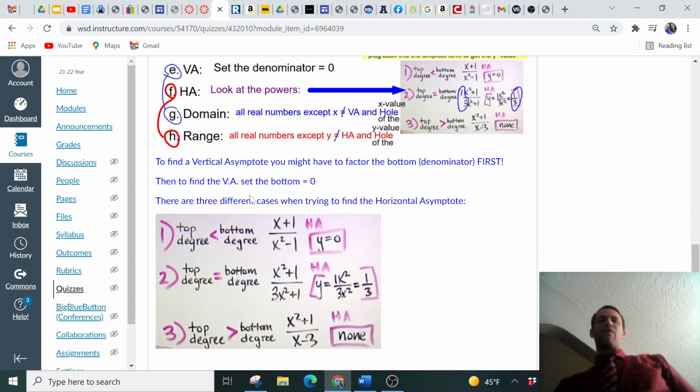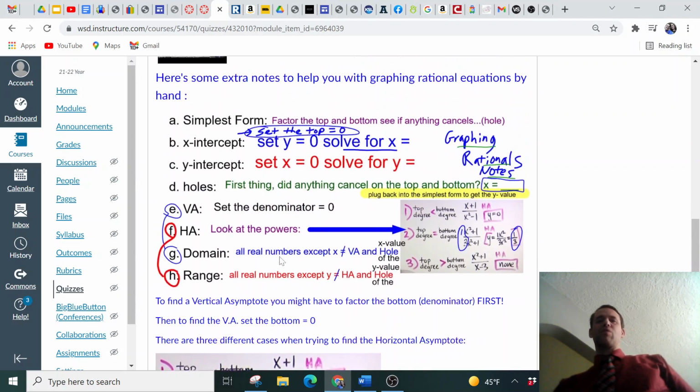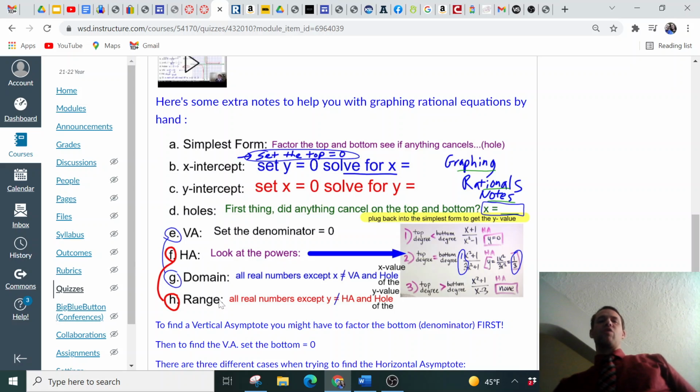So again, you're going to be finding vertical and horizontal asymptotes as well. But you're also going to use those to find the domain and range, which is all real numbers except for those things, because they're undefined and they're invisible barriers. And also you're going to not include the holes in the domain and range. And so what a hole is, if something cancels on the top and the bottom. And so you'll find that.